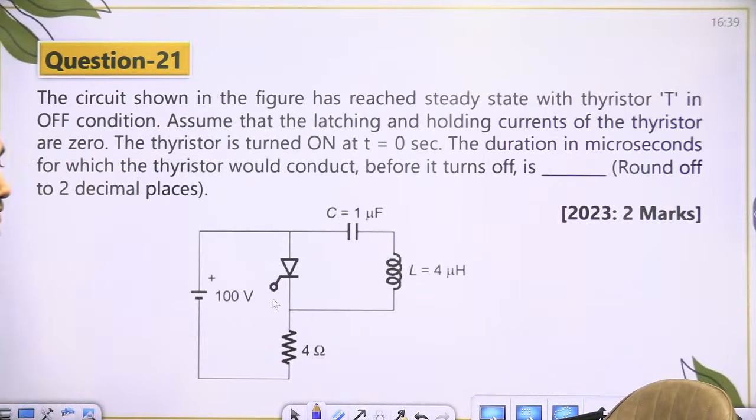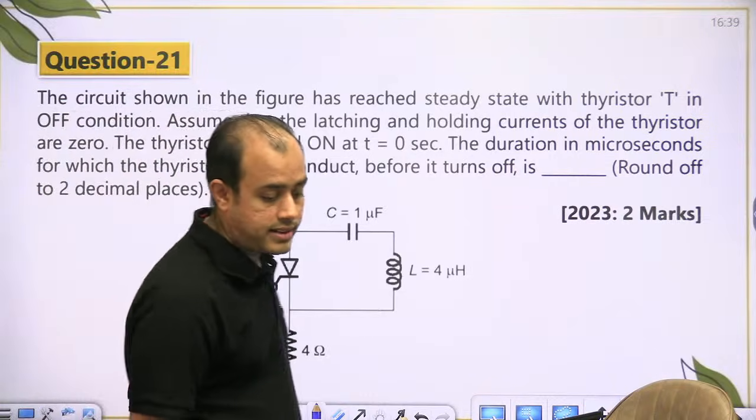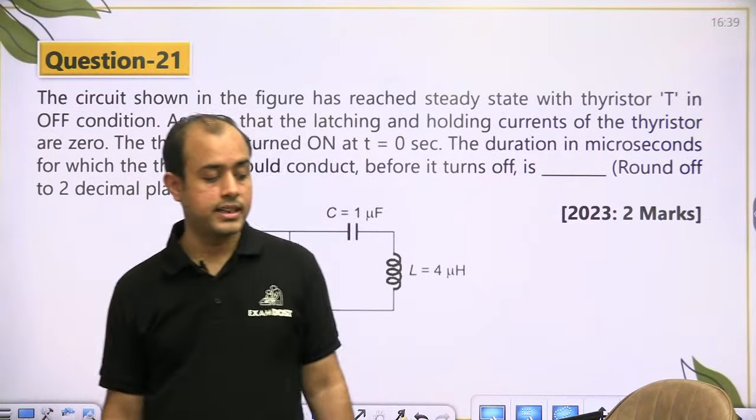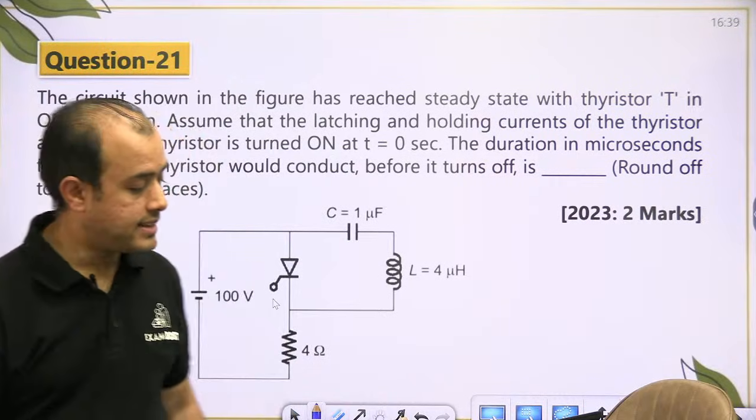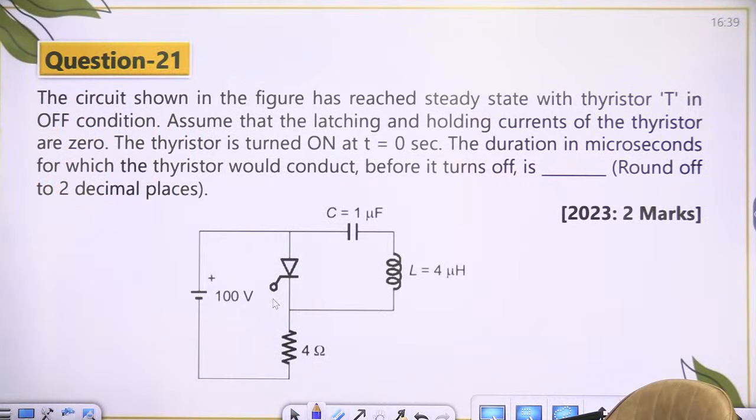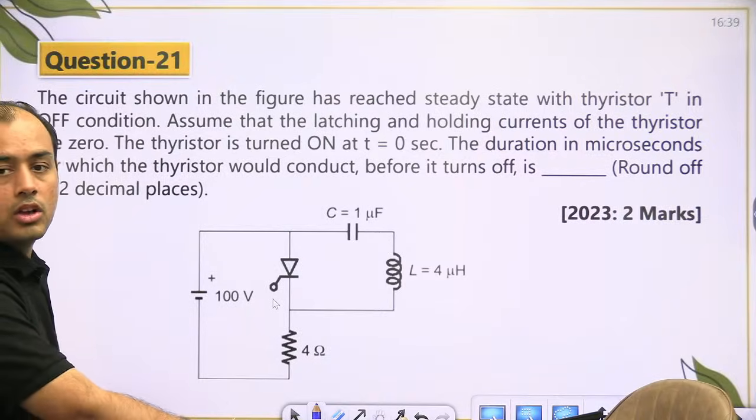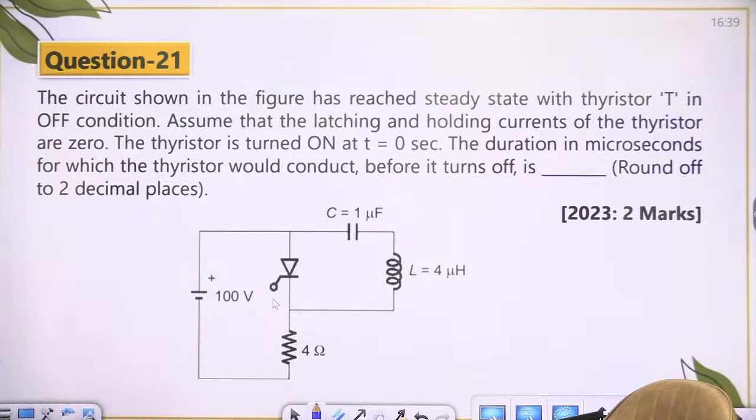चलिए next. The circuit in the figure has reached a steady state with thyristor in the off condition. Latching and holding current are 0. Thyristor is on at t equal to 0 microsecond. Duration in microsecond for which thyristor conducts before turning off. ऑफ होने के पहले कितनी देर तक कंडक्ट करेगा बताइए. I need to know the conduction time.